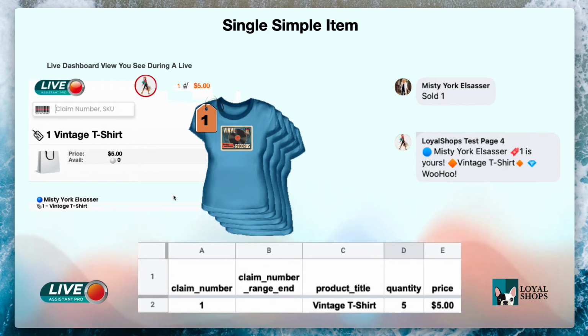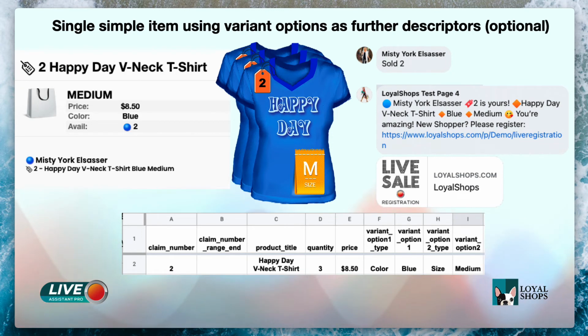This is what it shows up like in the live dashboard. Number 1, vintage t-shirt. They're sold out because she just took that little blue dot from here and put it right there, and it shows that she's got that vintage t-shirt. We're still live, and 1 item has been claimed during this live for $5. So there's a single item, and this is how it's represented in our system as an inventory line. Now let's take it up one level. This is almost identical. It's a shirt that's medium sized and it's blue, and we're going to just give it a little bit more information if we choose to do so.